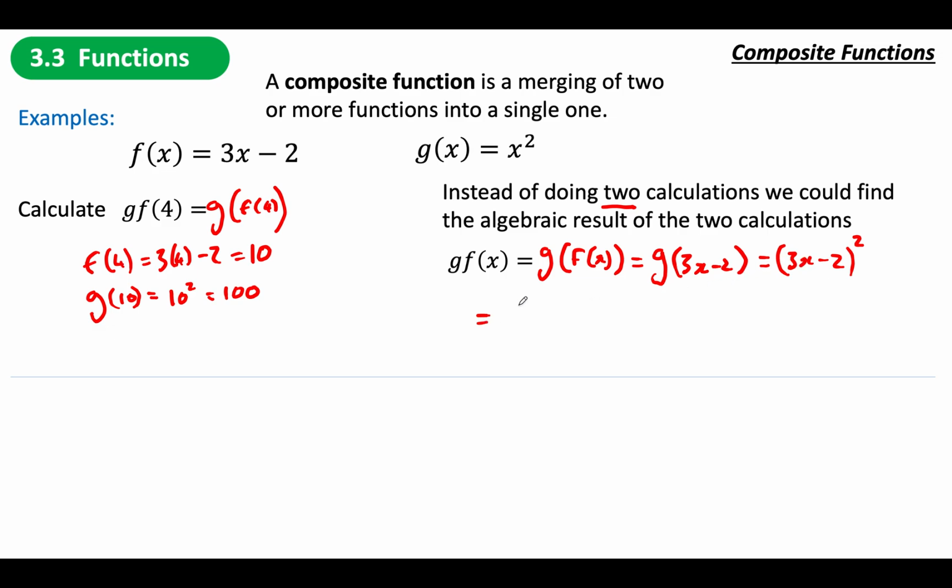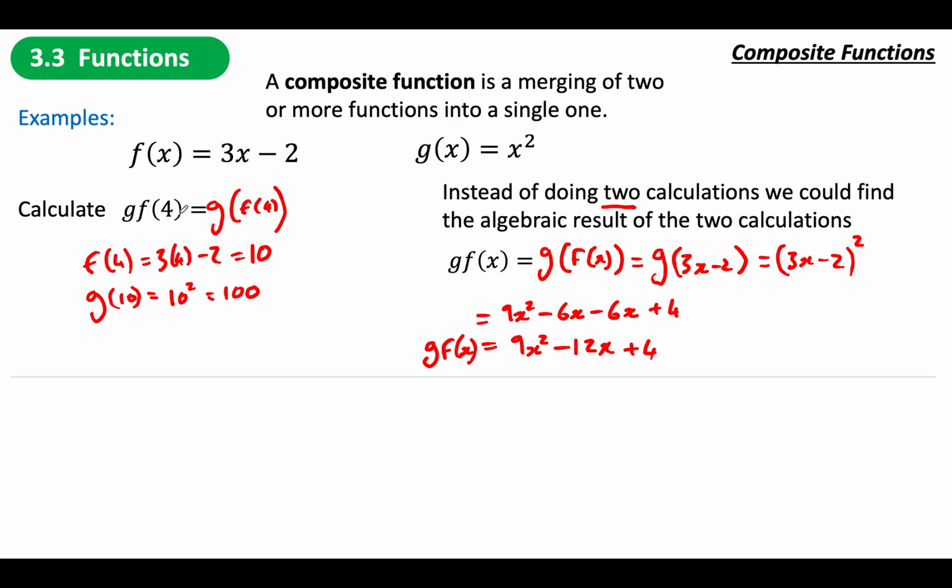I would then square that. I'd have 3x times 3x, which makes 9x squared. We'd then have a 6x, we'd have another 6x, and then I'd have positive 4 from the negative 2 times itself. So this is 9x squared take away 12x plus 4. That is what g of f of x is. That's the composite function of g of f of x.